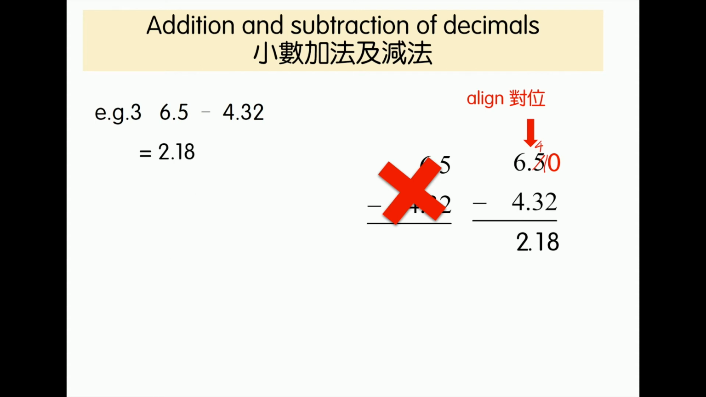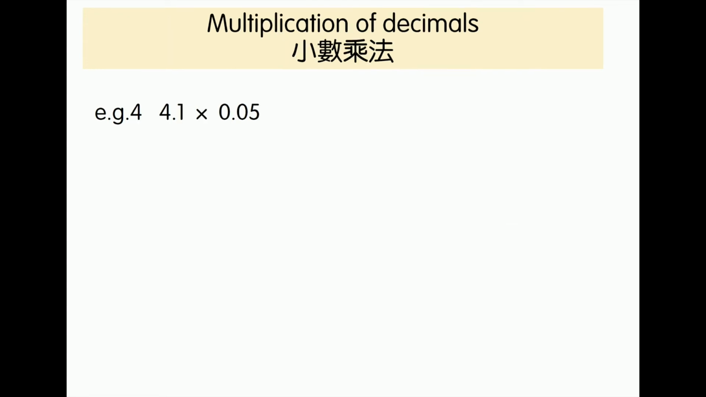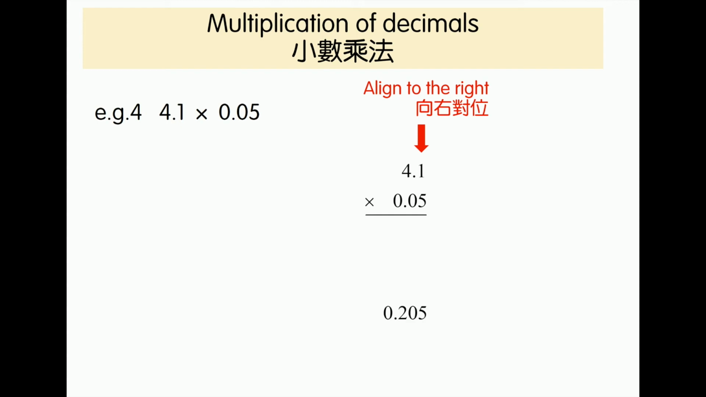For addition and subtraction, we must have the decimal point aligned. But when doing multiplication, we do not need to align the decimal point. All that we need to do is align all the numbers to the right. Then we can do our multiplication. 1 times 5 is 5, 4 times 5 is 20. The last thing that we need to do is double check how many decimal points are there.